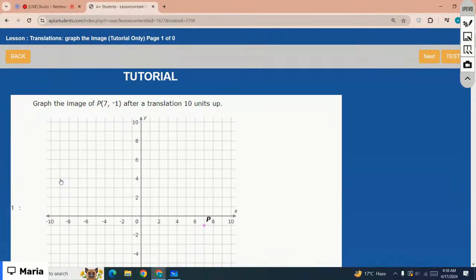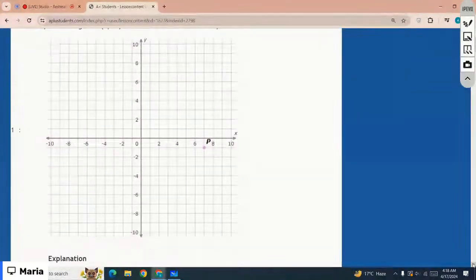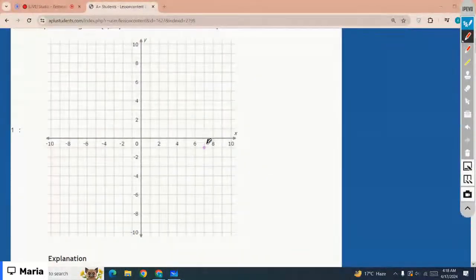Okay, graph the image of 7, negative 1 after a translation 10 units up. Just look at the point. You are given the point that has the coordinates 7 and negative 1. You need to translate this image 10 units up. So in the same line, you move 10 units up. 1, 2, 3, 4, 5, 6, 7, 8, 9.